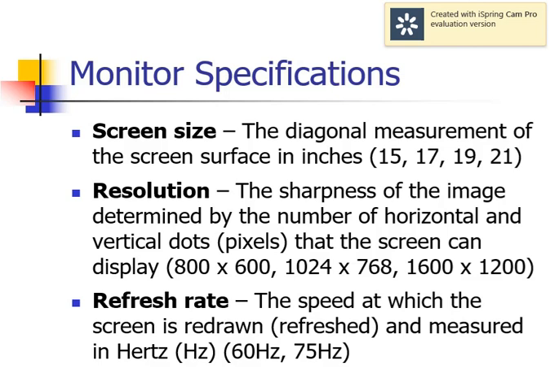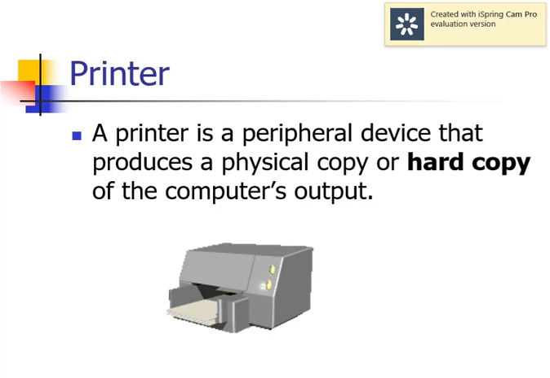There are three specs that you need to know about a monitor. The first is the screen size. Second is the resolution. The latest is the LED display with 4K UHD resolution. And then lastly is the refresh rate, the speed at which the screen is redrawn or refreshed, measured in hertz. Another output device is the printer. It produces hard copy output.